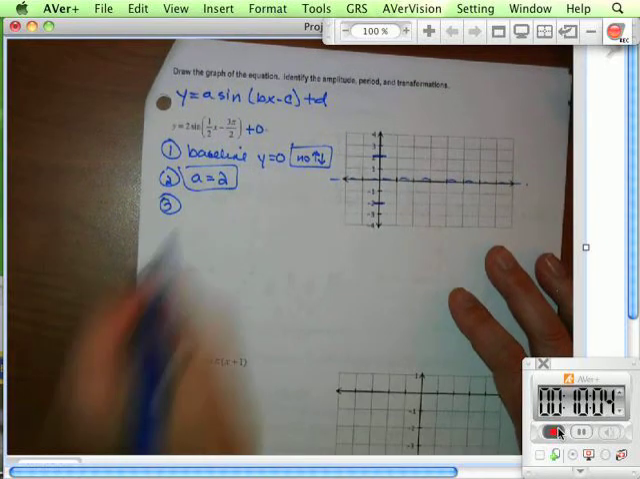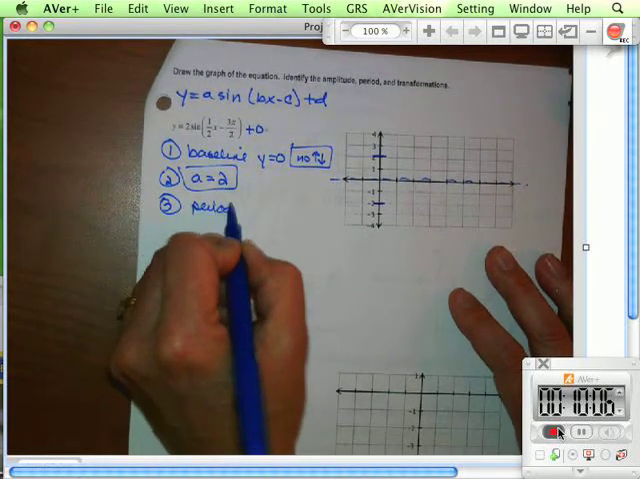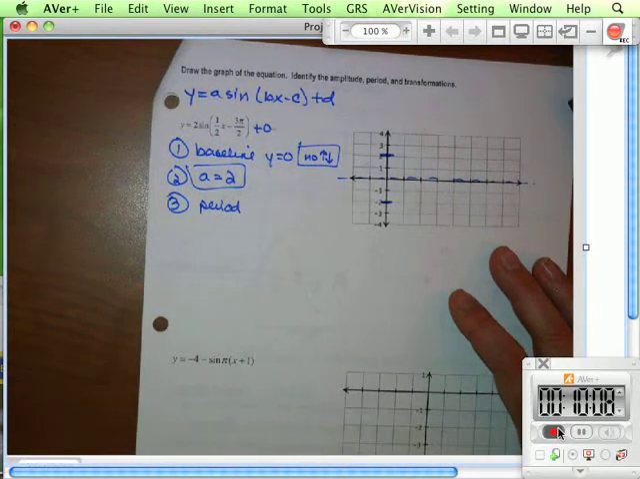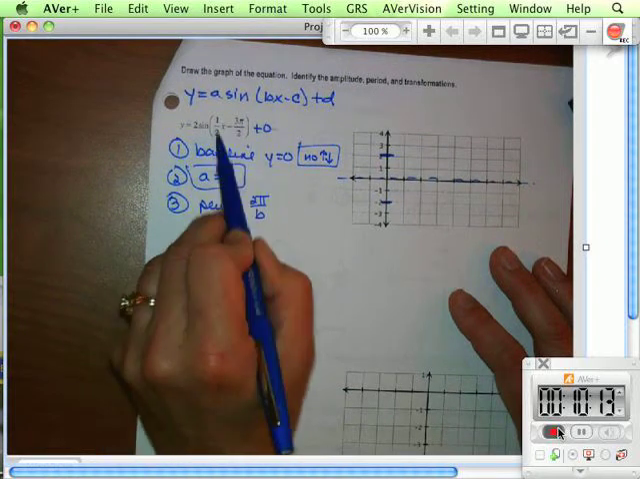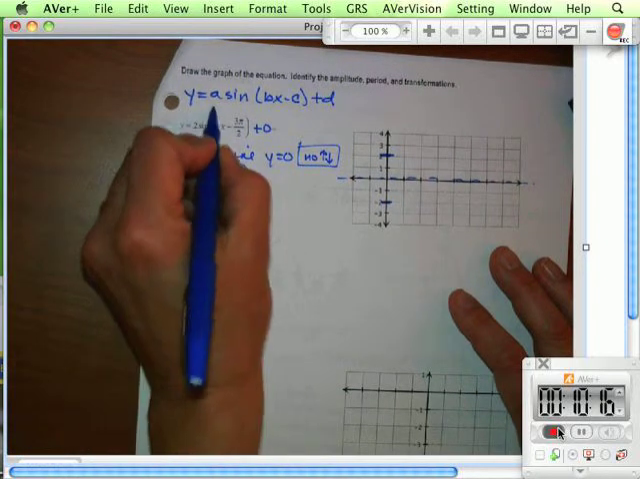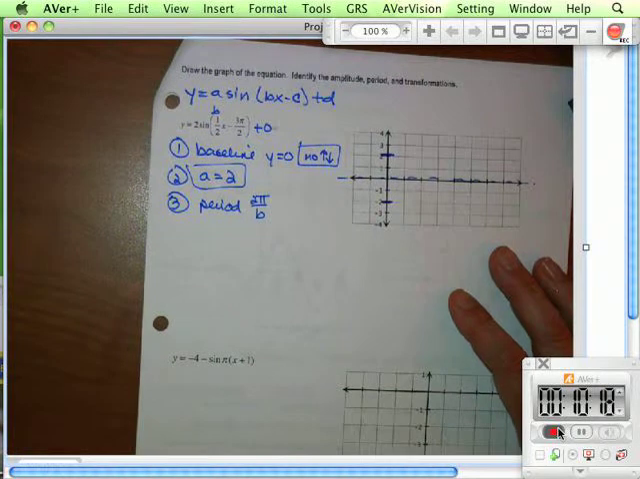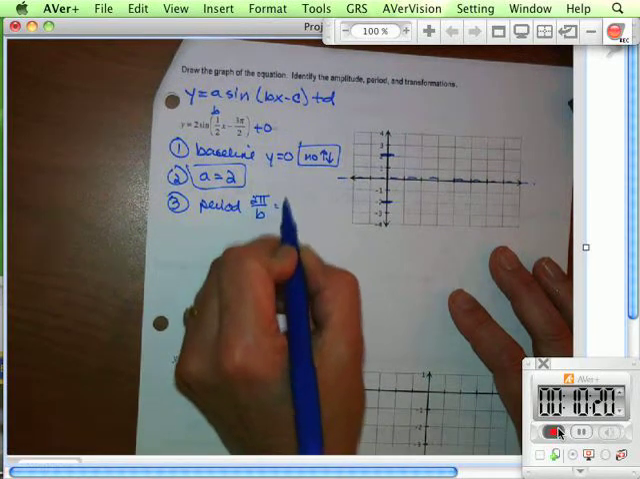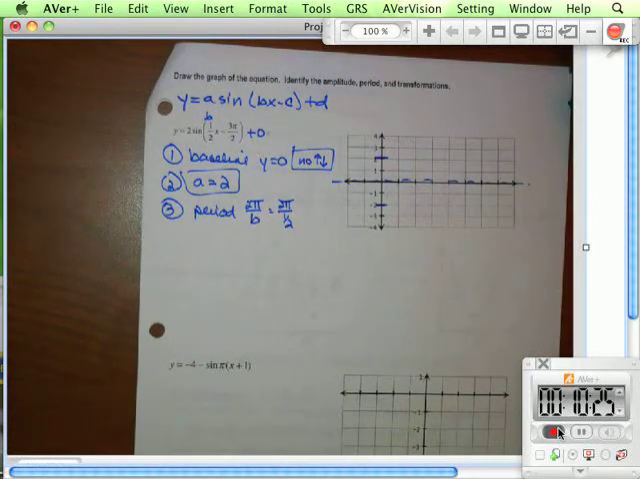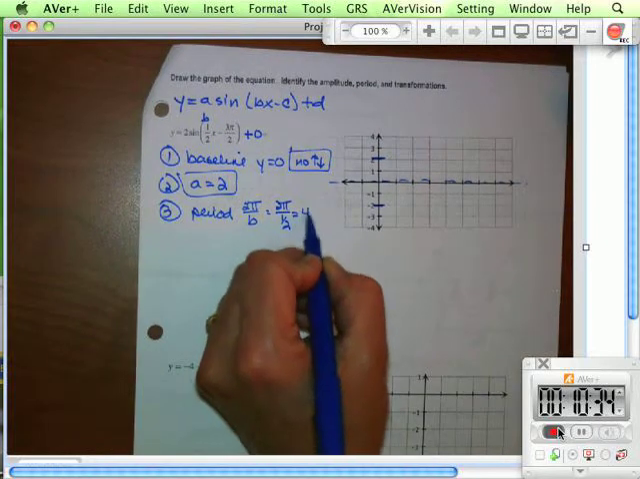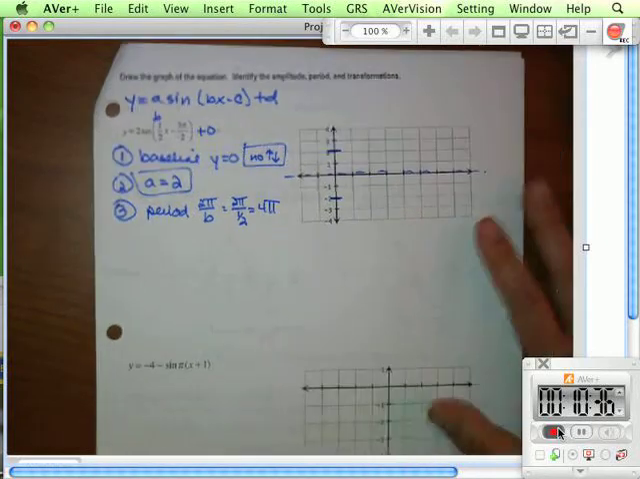The period. How do you find the period again? 2 pi over b. So up here, what is my b? This is my b right here, correct? So I have 2 pi over 1/2. We have to simplify that, so what is it? Yeah, you just flip the bottom guy and multiply, so it's actually going to be what? 4 pi. So my period is 4 pi.